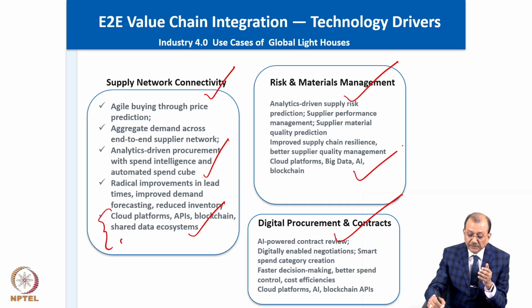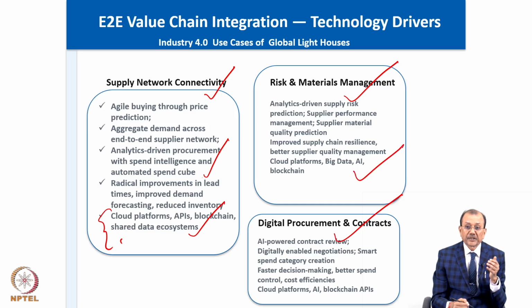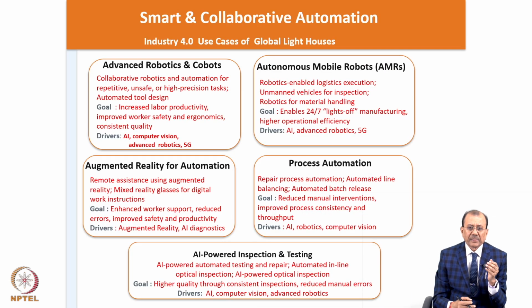There also technologies are being deployed to make this kind of prediction, like big data and AI, blockchain, etc. So I thought this is a very important area for all of us to learn, how global companies are using this. And then we discuss in the next session the Tata Steel case study. You will find how companies like Tata Steel are using these kinds of use cases.